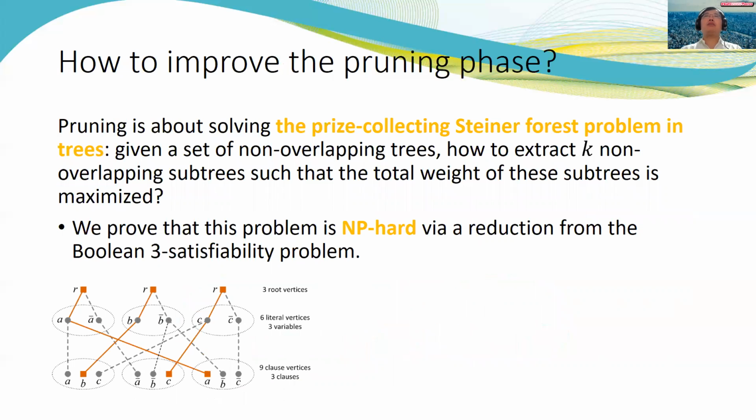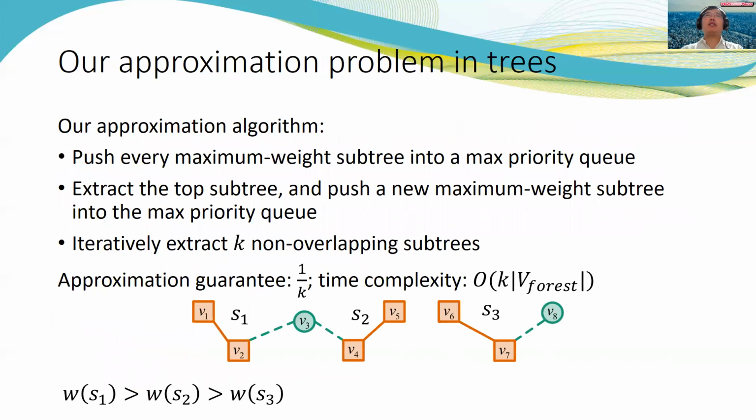We observed that pruning is about solving the price collecting standard forest problem in trays. Given a set of non-overlapping trays, how to extract k non-overlapping subtrays such that the total weight of these subtrays is maximized. We proved that this problem is NP-hard via a reduction from the Boolean 3 satisfiability problem. We propose an approximation algorithm for solving this problem. Our approximation algorithm works in the following way.